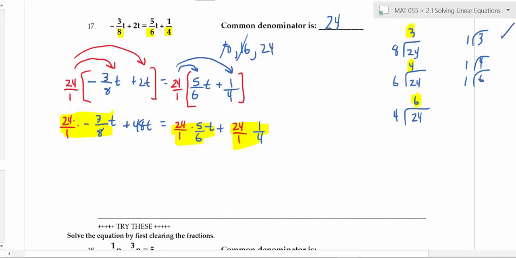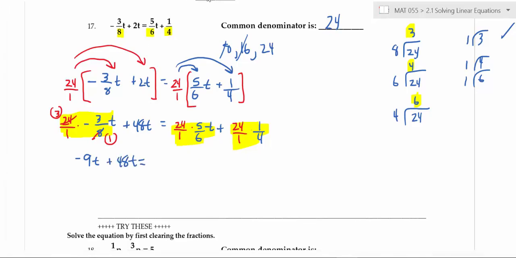8 goes evenly into both of these numbers. So 8 goes into 8 once. 8 goes into 24 3 times. So this is 3 times 3, or 9 over 1. 9 over 1 is just 9. However, you have a positive times a negative, so that's negative 9t. Okay, then bring down the 48t like that.